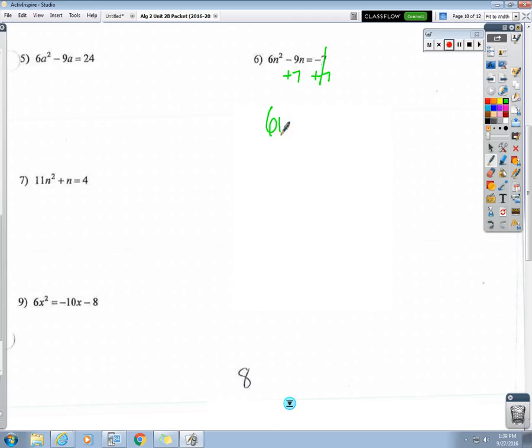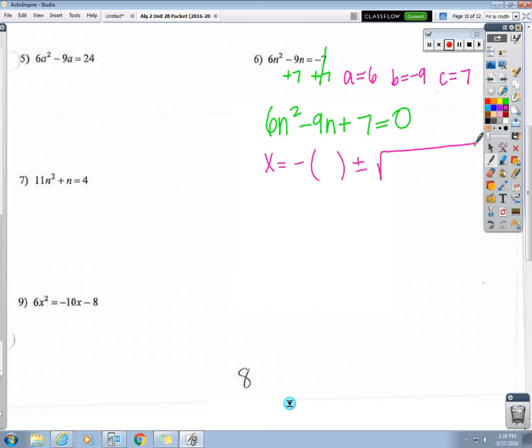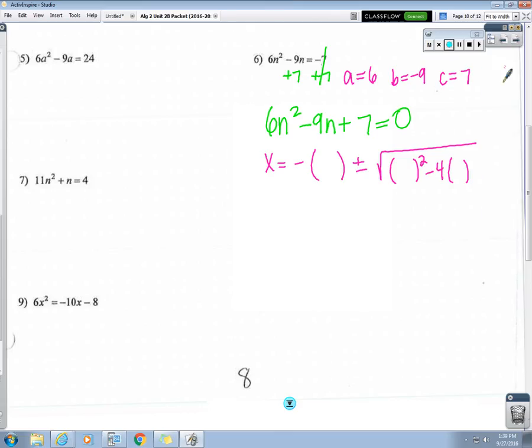Okay, then I have 6n squared minus 9n plus 7. Kiara Watson, what do I do next? Right. Once you have that, okay, I'm just writing out the whole thing first. B squared minus 4ac over 2 times a. Okay, so now what goes here?